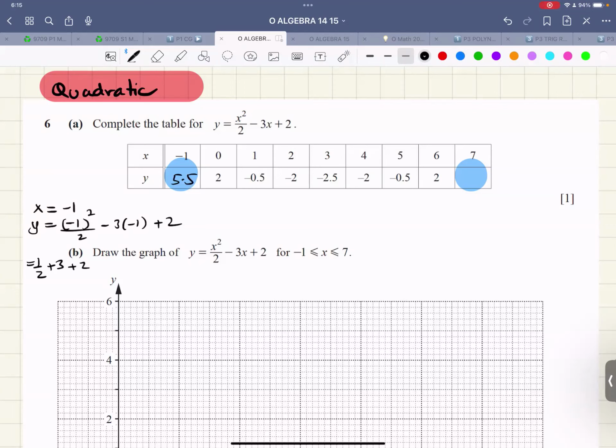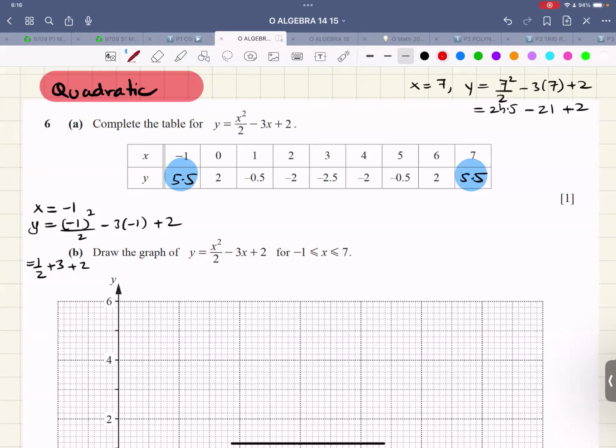We will just check the answer also. What about when x is equal to 7? When x is equal to 7, y equals 7 squared over 2 minus 3 into 7 plus 2. This is 49 over 2, that is 24.5. And this is 21, and this is 2. So 24.5 plus 2 is 26.5, minus 21, that is also 5.5.